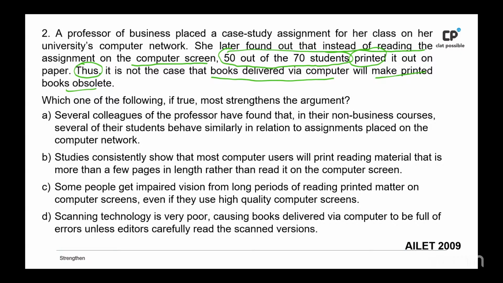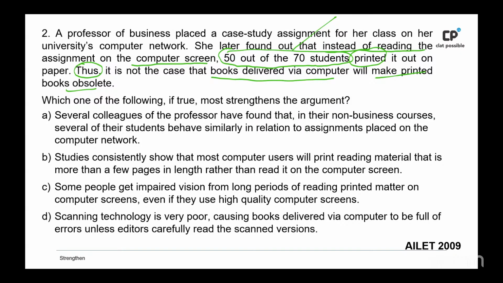Why? Because they saw a behavior in 70 students. 50 out of those 70 students actually printed the assignment. They did not do it on the computer screen. Author's point, printed books will not go obsolete because of the digital books. That's the author's point, and we have to support it. Now, remember when I said identify the conclusion, which we have already done in this argument, and also try to think of an option that will bolster this claim or strengthen this claim.